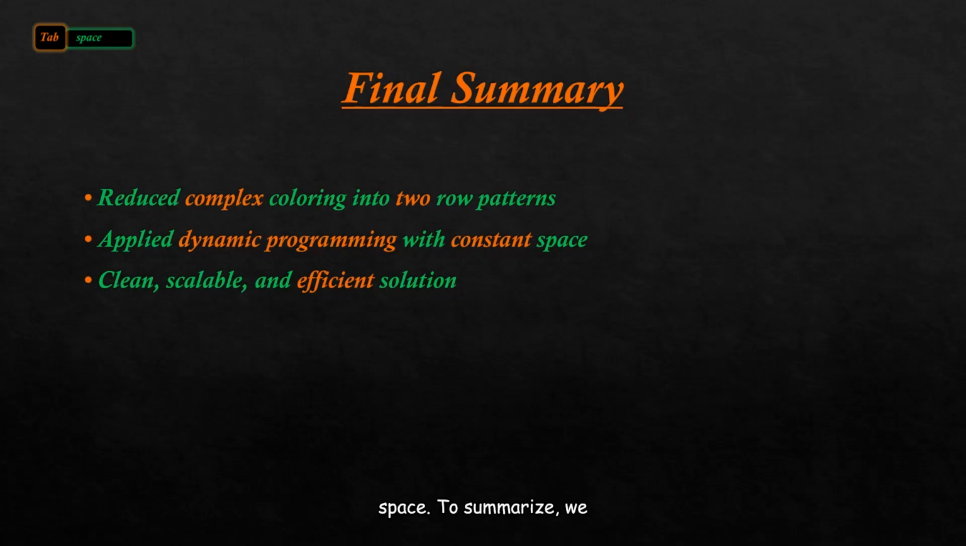To summarize, we solved a complex grid coloring problem by reducing it to two repeating row patterns. By applying dynamic programming with careful state transitions and space optimization, we achieved an elegant and efficient solution.